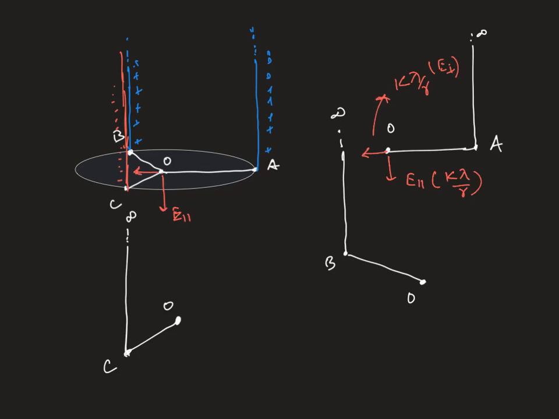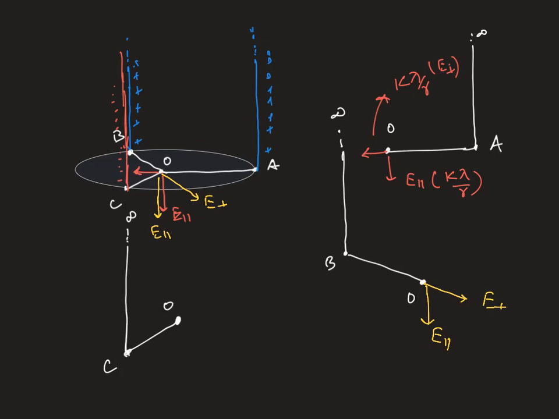Now how about the field due to B? Due to B here, I'll take another color. You'll have E perpendicular and E parallel. Same values, k lambda by r and k lambda by r, so you don't need to fuss about the values there. So I'll draw this in yellow, E perpendicular and E parallel.